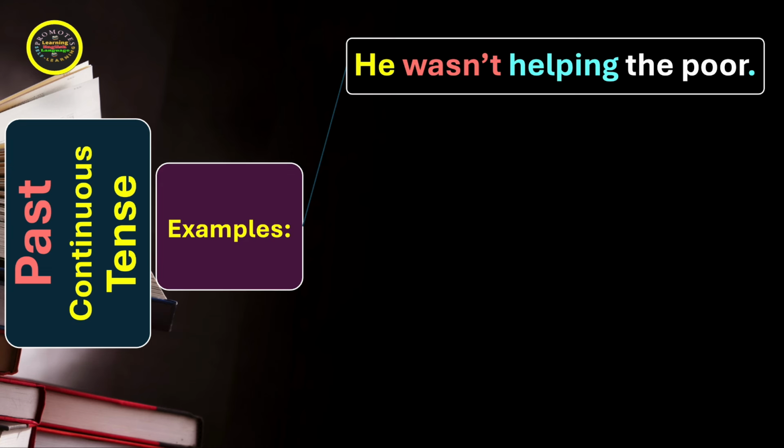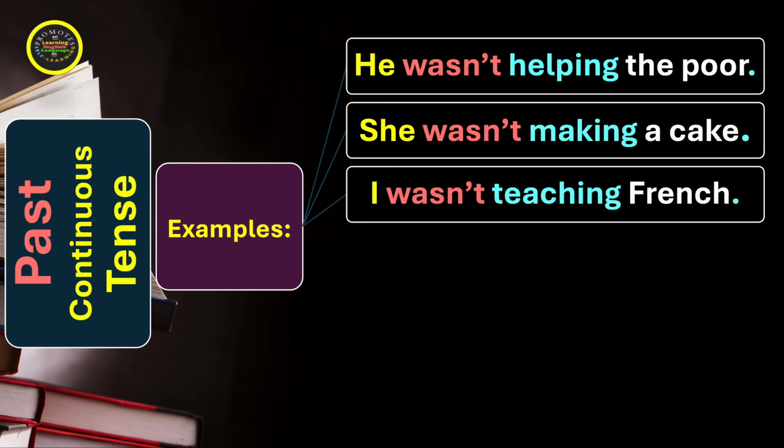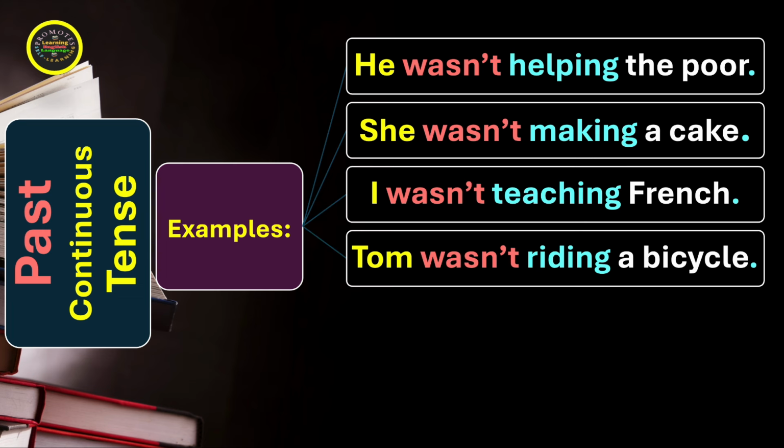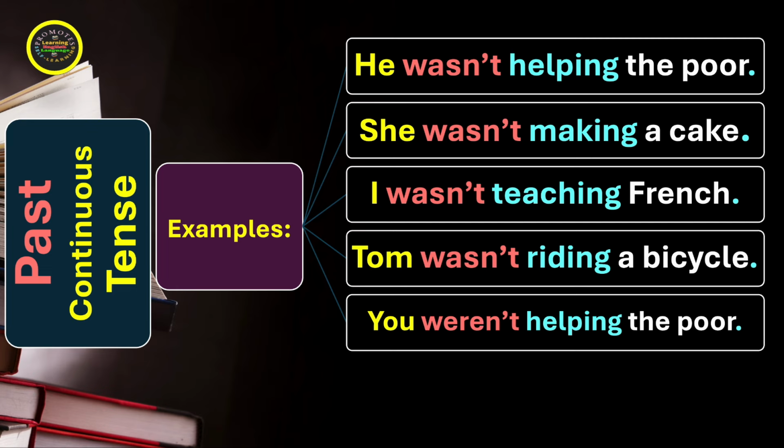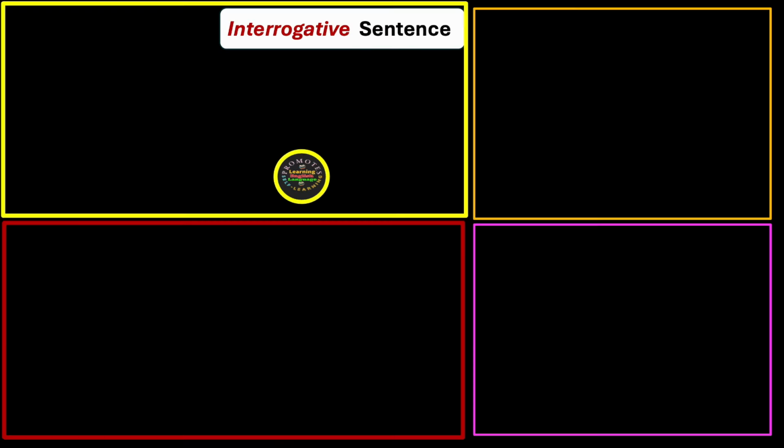He wasn't helping the poor. She wasn't making a cake. I wasn't teaching French. Tom wasn't riding a bicycle. You weren't helping the poor. Girls weren't riding bicycles. We continue our discussion.